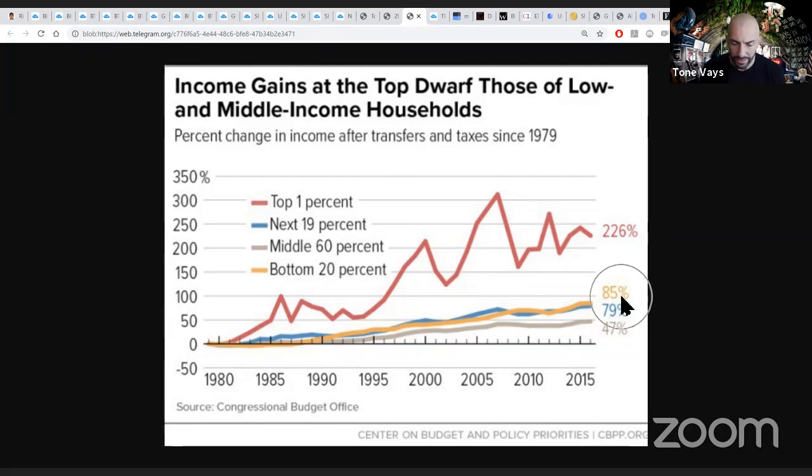Now, again, this statistic ends in 2016. We don't know how it is today from 1980. But the fact that the bottom 20% have done better than 89%, that's legit. That's really, really good news. Okay. So it's a huge misconception that the rich are getting richer. Okay. Because if you're in the top 19%, you're not doing too bad.